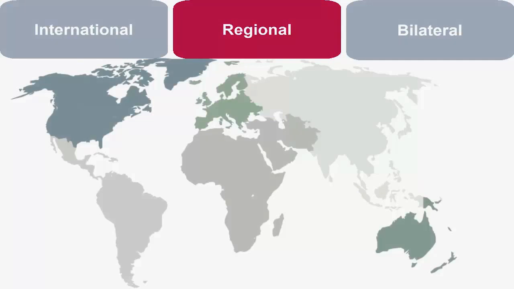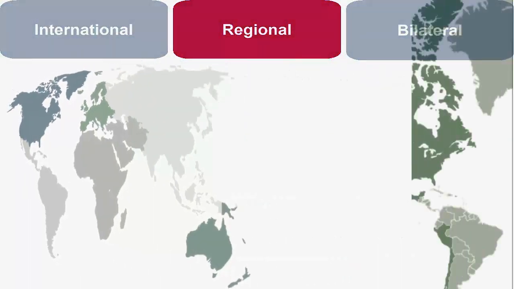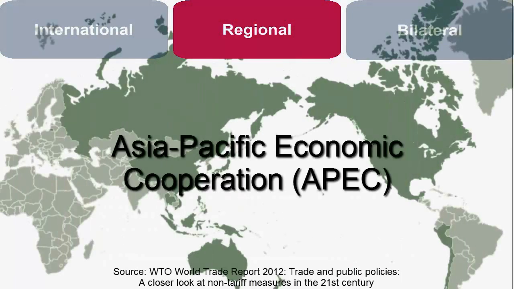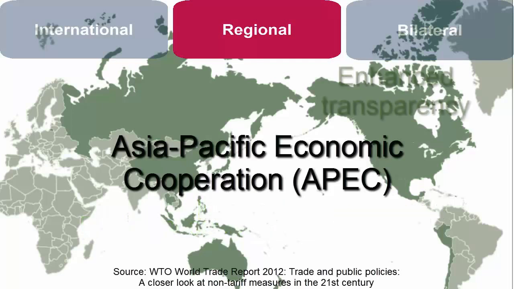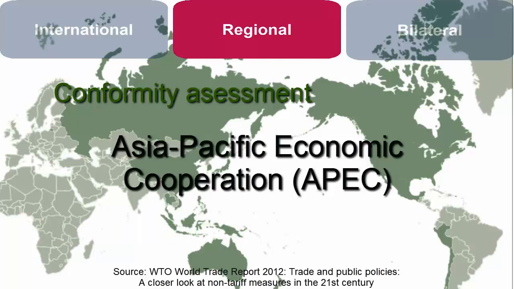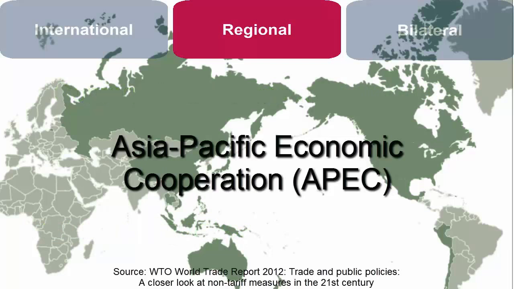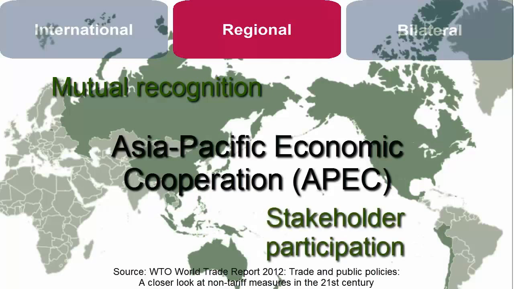Another solution to the increase in trade regulation are regional initiatives addressing the issue. The Asia-Pacific Economic Cooperation, or APEC, is an example. APEC member countries promote regional cooperation in green sectors through information exchange, enhanced transparency, and providing a baseline for the use of standards, technical regulation, and conformity assessment procedures. In the context of these initiatives, APEC members have recognized the need to conform to international standards, to promote mutual recognition of certification, and to increase stakeholder participation in the standard-setting process.